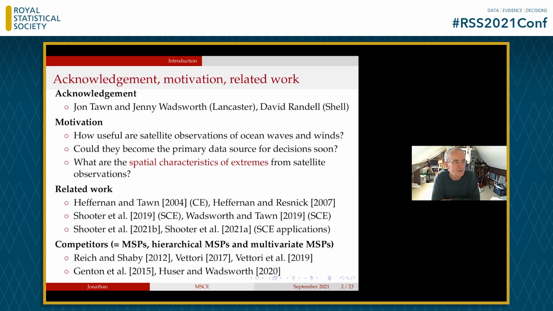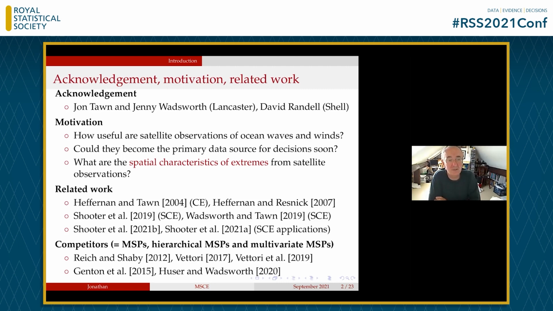So really the motivation behind all of this work is how useful are satellite observations for the ocean environment? So again, we're thinking about maybe designing structures, locating wind farms, maybe coastal defenses, right? So from that kind of engineering perspective, when is it likely that direct satellite observations might become primary data sources for decision making? And given that a lot of that decision making from design has to do with extremes, so extreme environments, we're interested in the characteristics of extremes coming from satellites.